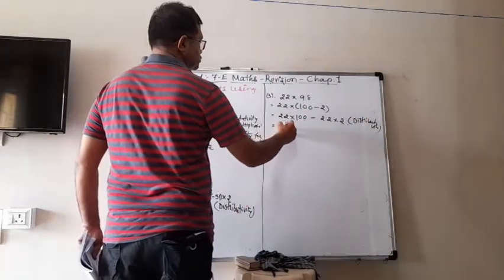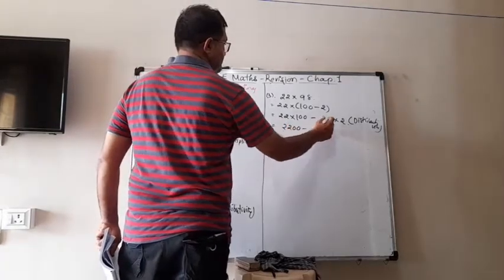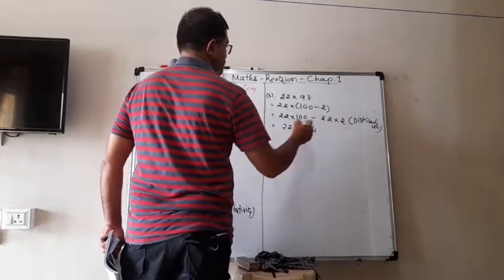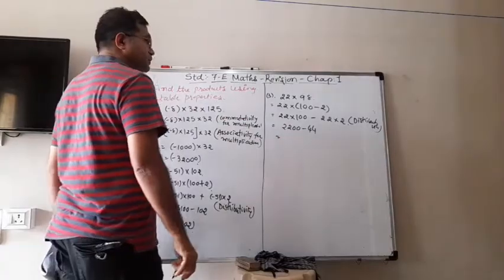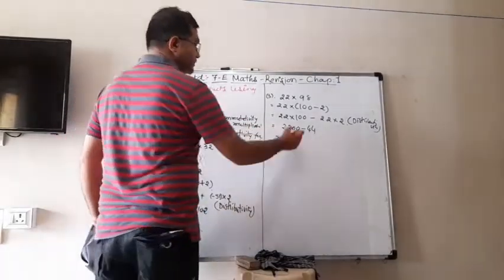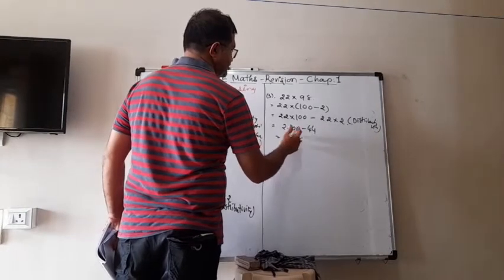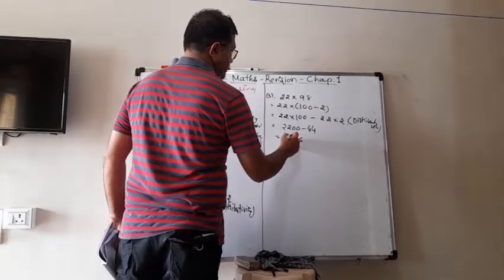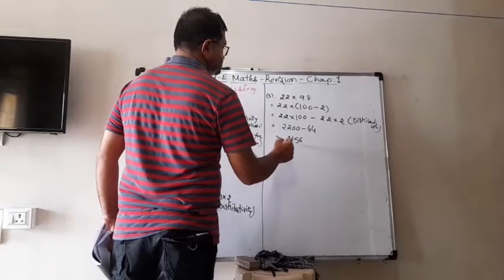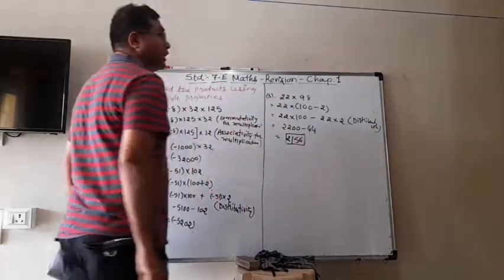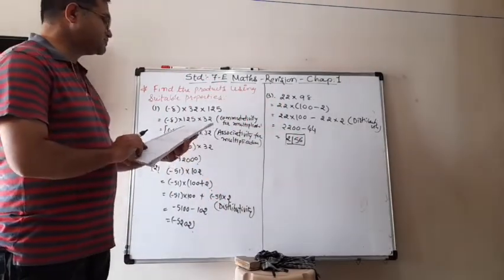So that is equal to 2200 minus 22 2s are 44. So now subtraction, 10 minus 4, 6, here 9, 9 minus 4 will be 5, here 1 and 2. So answer is 2156.